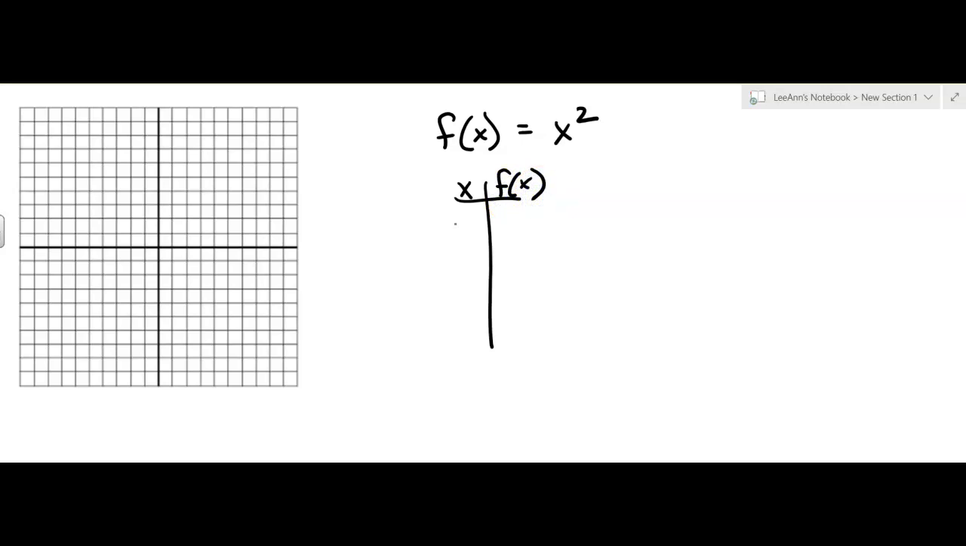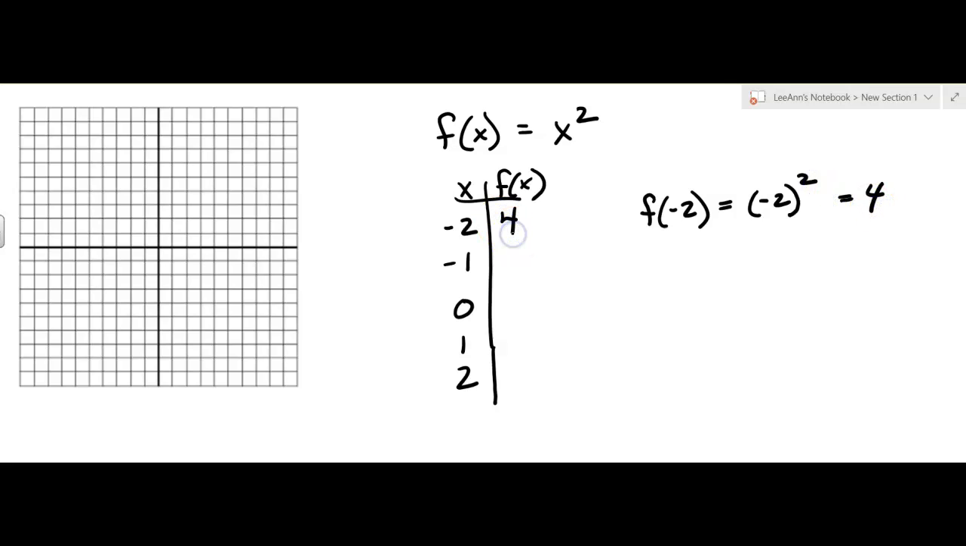And so I'm going to plug in the values for x: -2, -1, 0, 1, and 2. Now, those are just handy numbers to use, and that's what I chose. You can choose other values for x, but these are the ones I chose. So when I want to find f of -2, I'm taking -2 and squaring it, which is 4. So now I have an ordered pair, -2, 4, and it's that point right there.